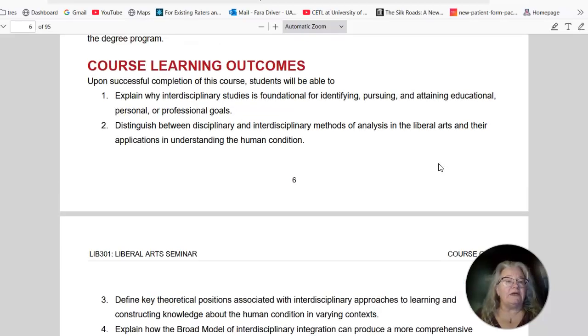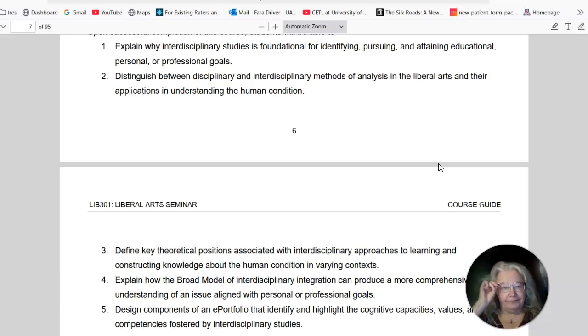So the big ones here, your CLOs, are normally 5 major points. The first one is to explain why interdisciplinary studies is foundational for identifying, pursuing, and attaining educational, personal, or professional goals. You're going to see this one a lot. It's in almost all of the assignments. The second one, distinguish between disciplinary and interdisciplinary methods of analysis in the liberal arts and their applications in understanding the human condition. Now, this requires that you understand what disciplinary arts are and what interdisciplinary arts are.